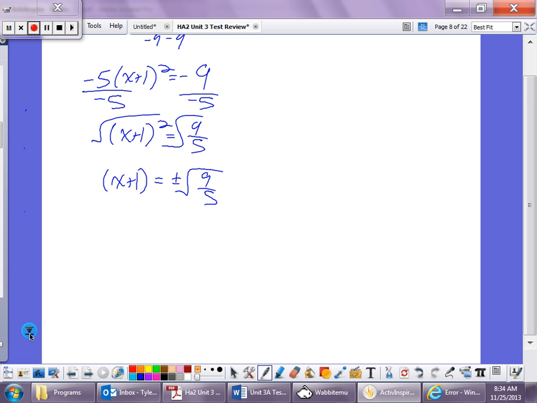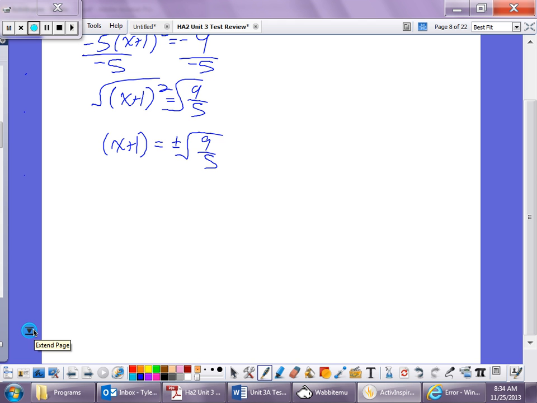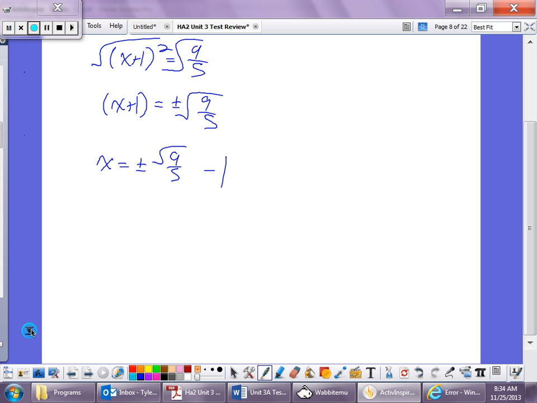And if you want, you can simplify the square root of 9/5. I'm not too worried about it. This would be alright, I'll go over it. So then you can just subtract 1. So you get plus or minus the square root of 9/5 minus 1. Here the square root of 9 is just 3. So you'd get x equals plus or minus 3 over root 5 minus 1. And then remember, we just have to rationalize the denominator. So you'd multiply by root 5, multiply by root 5, and you'd get x equals plus or minus 3 root 5 over 5 minus 1.